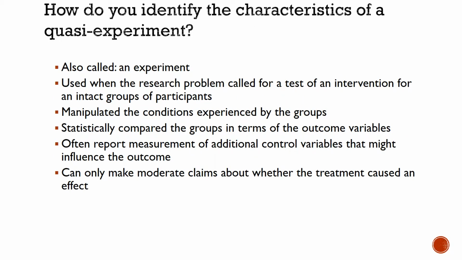So you can identify quasi-experimental studies usually by looking at how the groups were formed. Sometimes these studies may simply be called experimental explorations. However, if you read carefully, you can usually tell pretty quickly by looking at how the participants were grouped whether or not it was really a quasi-experimental approach.